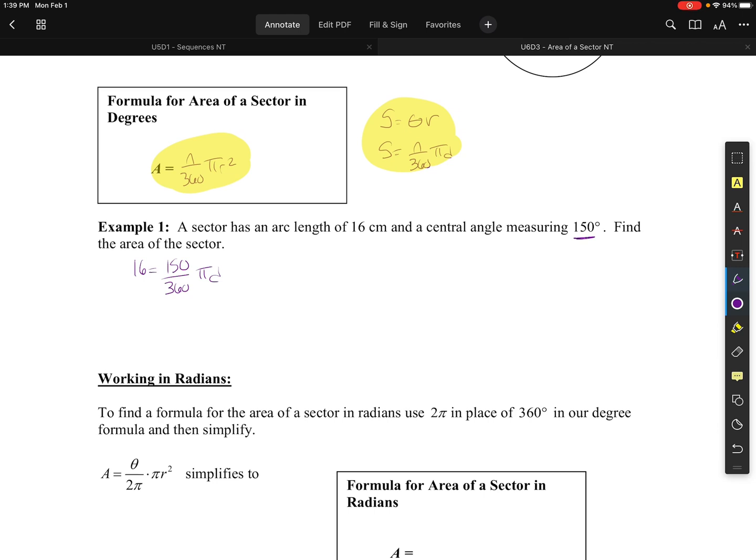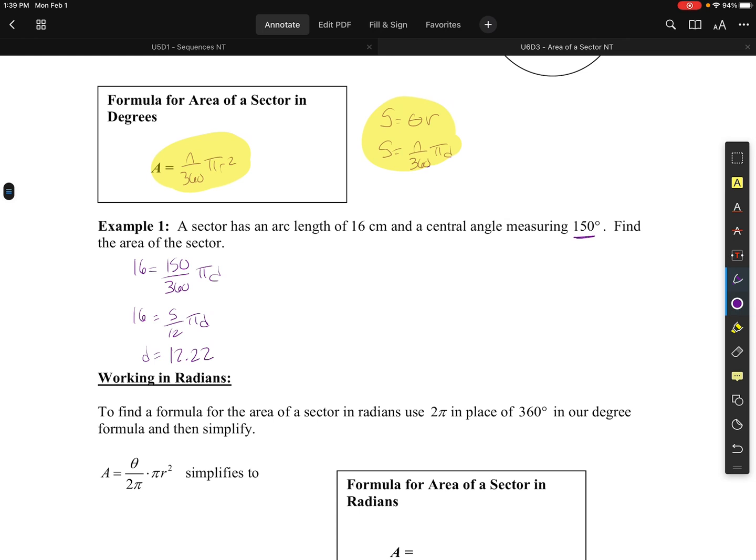Alright, so do some simplifying here. 150 divided by 360. So I got 16 equals 5/12 pi diameter. If I do 16 divided by 5/12, then divide by pi, I got a diameter of 12.22, in this case, centimeters. Right, now we want the area. Well, the first key thing is that if that's our diameter, our radius in this case would be 6.11 centimeters.